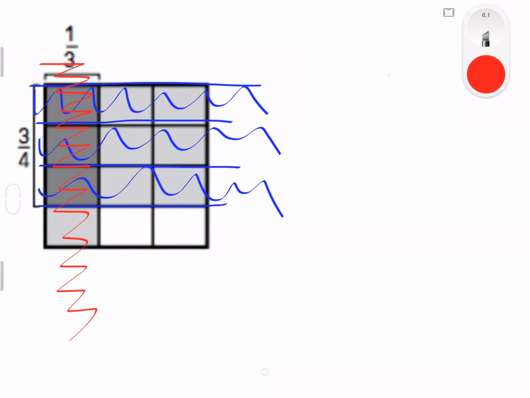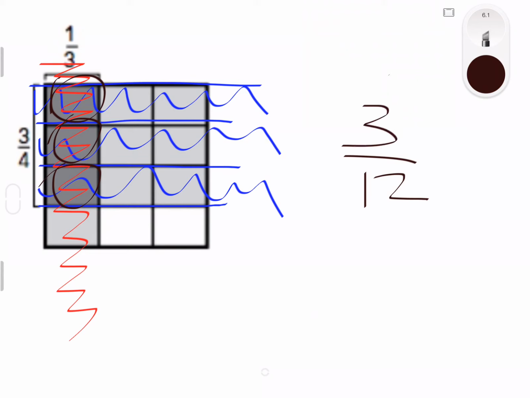And to answer the multiplication question, it's going to say something like, how many squares are both blue and red? So we already counted the total number of squares. There are 12 of them in the whole, and there's 1, 2, 3 of them that are shaded both blue and red. For this question, there is no need to simplify, and this is also the question for what is the product of 3/4 times 1/3.